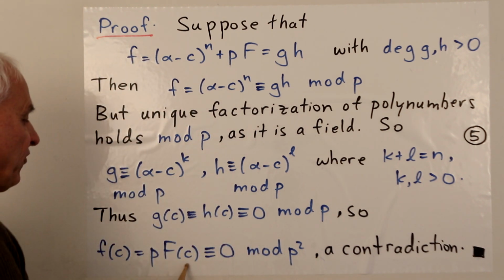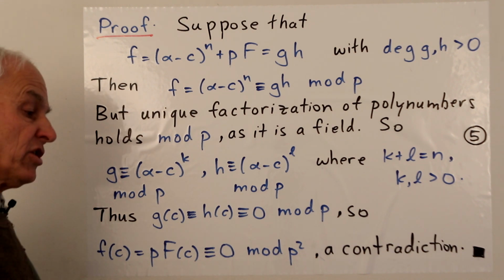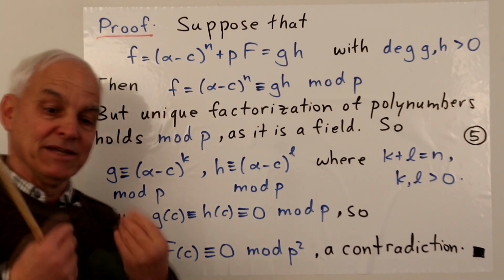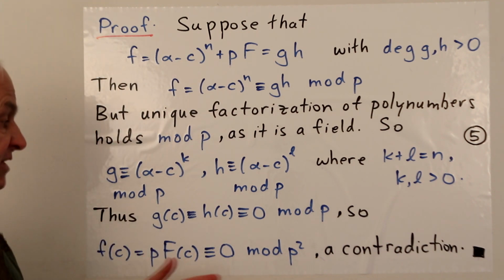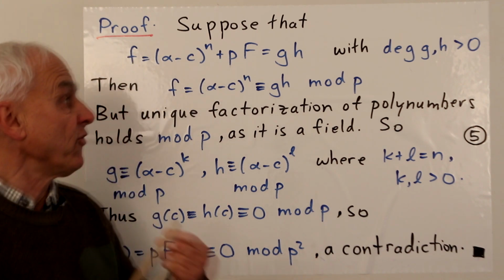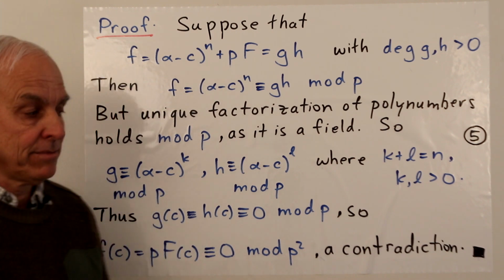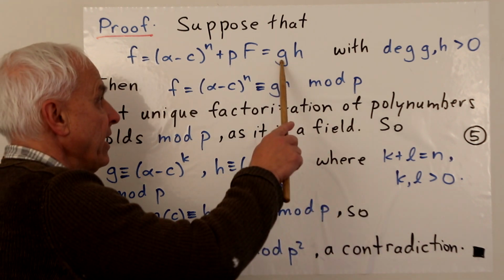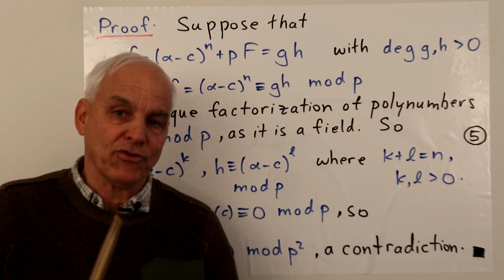So p times f of c is congruent to 0 mod p squared. And that's a contradiction, because that means that this f of c actually has to be divisible by p. Because here's p times something, which is divisible by p squared, so that something has to be divisible by p. And we assumed that that was not the case. That's a contradiction, contradicting our assumption that f is a product of polynomials of lesser degree.